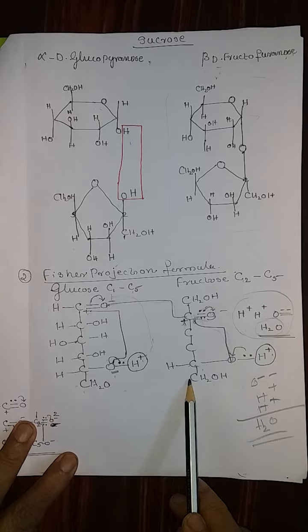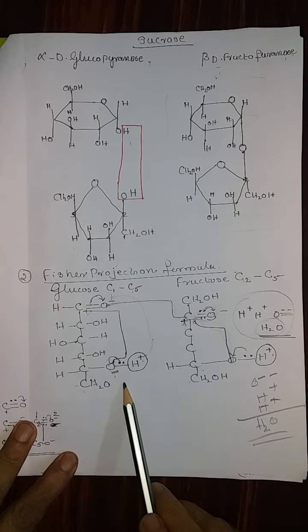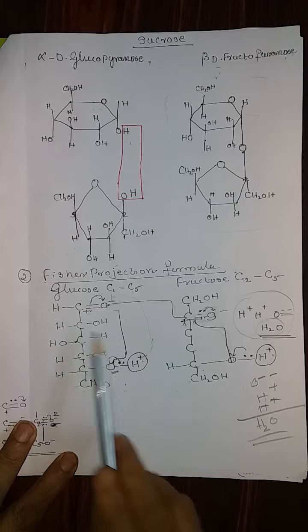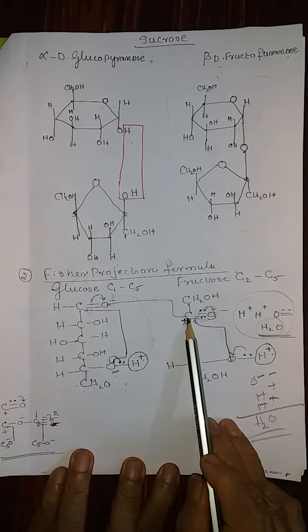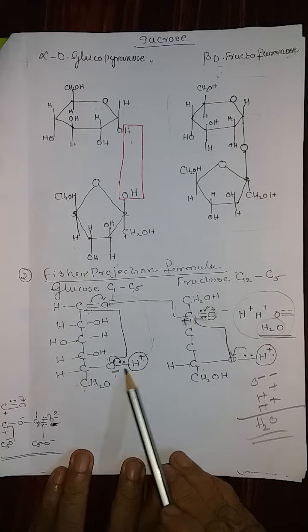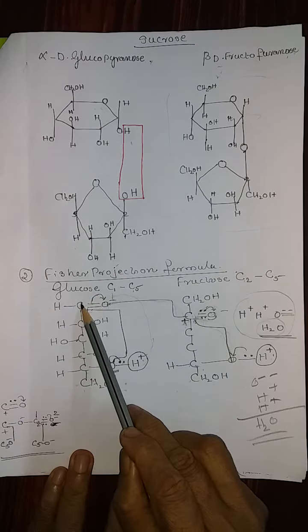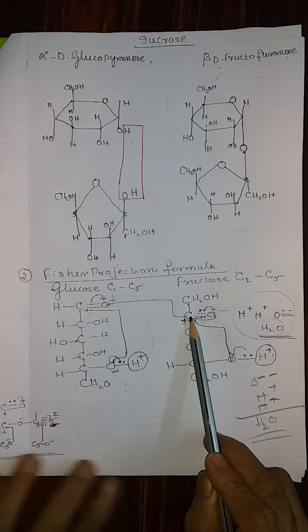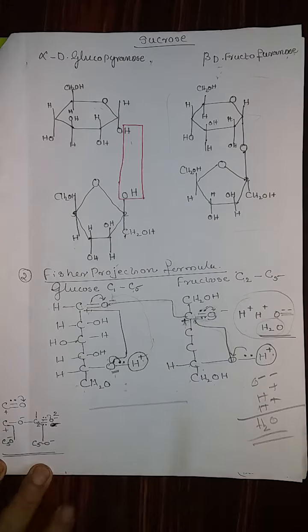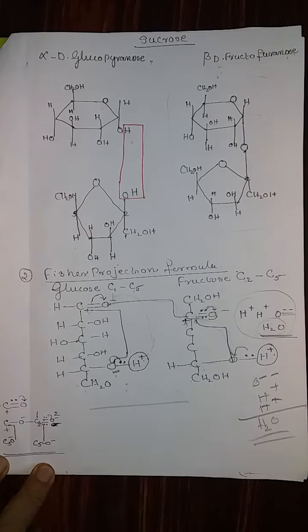Try to do it yourself by doing the mechanism, and see whether you are getting a connection between the first carbon atom and the second carbon atom, the fifth carbon atom and the first carbon atom, and the fifth carbon atom and the second carbon atom, and refer to the textbook to see whether the answer is correct.